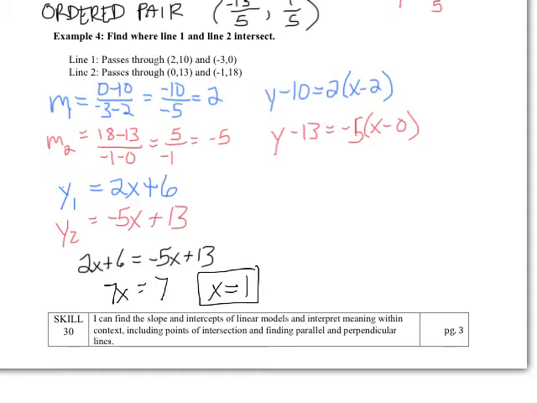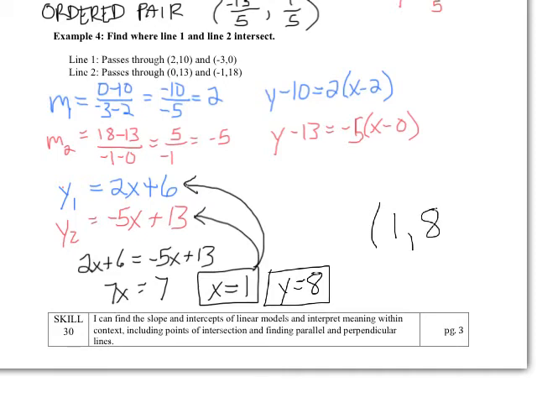But we also need the y-coordinate, so we can stick x equals 1 into either one of the equations, and we better get the same answer. So if I plug 1 into the first equation, I'm going to get 2 plus 6 is 8. If I plug 1 into the second equation, I get -5 plus 13 is also 8. So once I plug it into both of them, I see that y equals 8 is the correct answer for both equations. So my solution as an ordered pair is 1, 8.